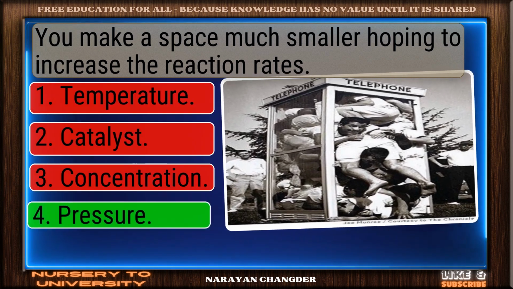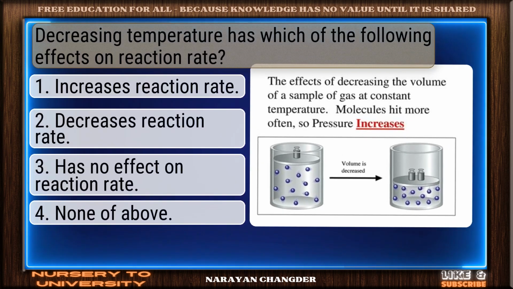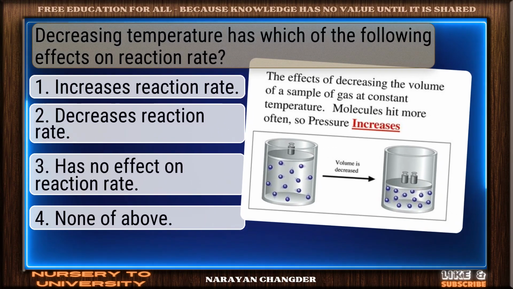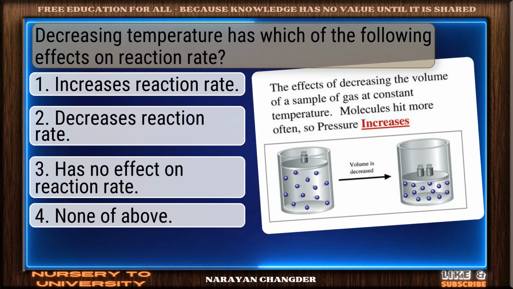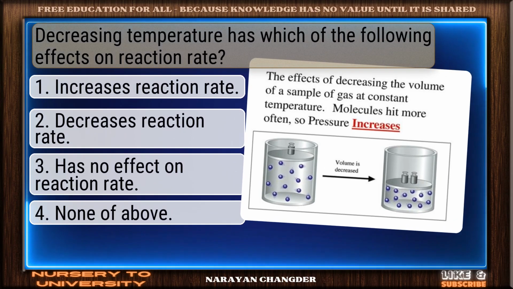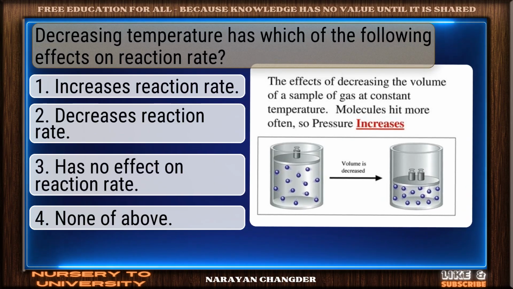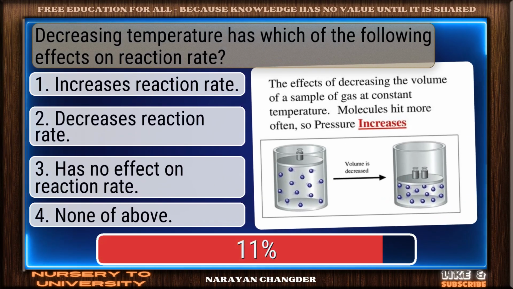Spot on, pressure. Decreasing temperature has which of the following effects on reaction rate? Option 1, increases reaction rate. Option 2, decreases reaction rate. Option 3, has no effect on reaction rate. Option 4, none of above.